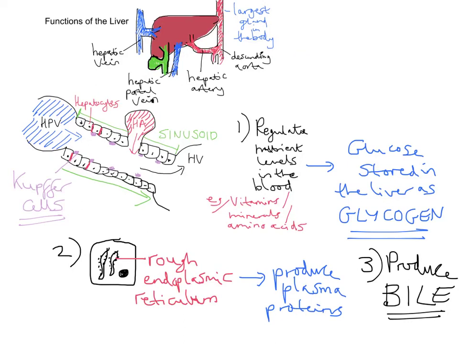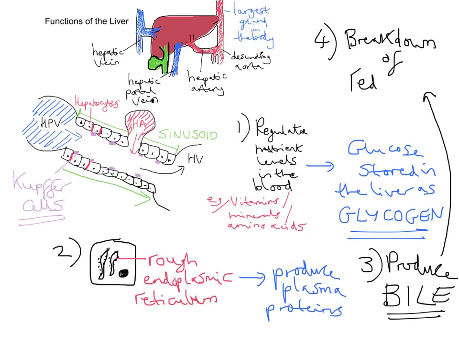And the final thing, where I'm going to end this video, is to do with the breakdown of the red blood cells, the Kupffer cells. So we've said 1, 2 and 3. In fact, I'm going to finish by writing number 4 up here. So number 4, we said, is the breakdown of red blood cells, the fourth key role of the liver. So just to finish, I'm just going to explain a little bit about that.